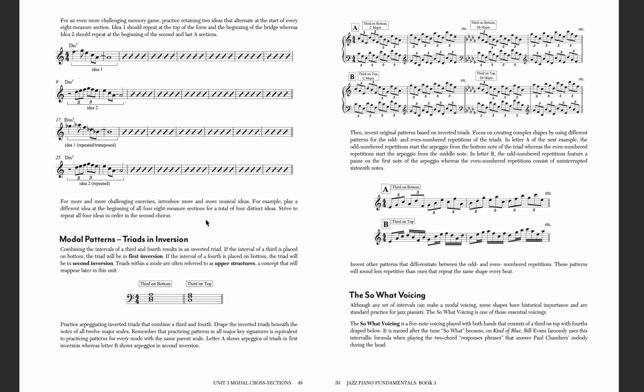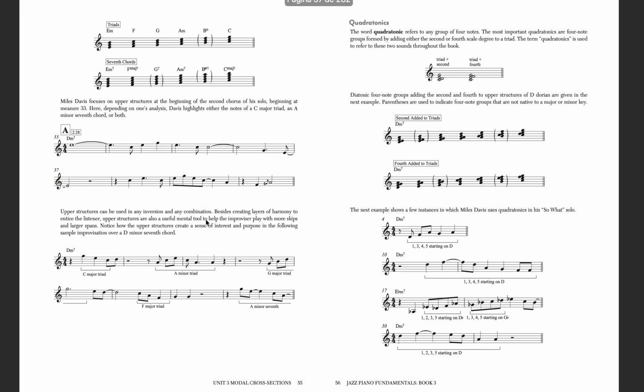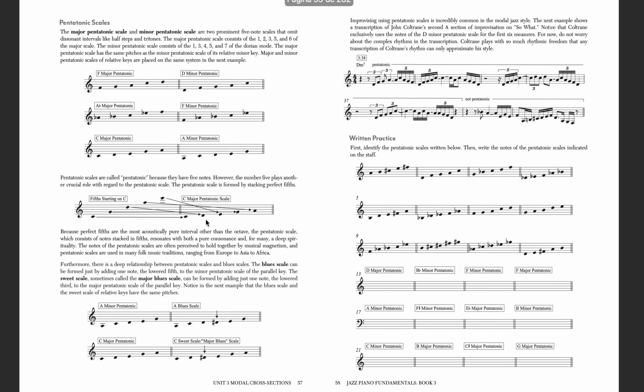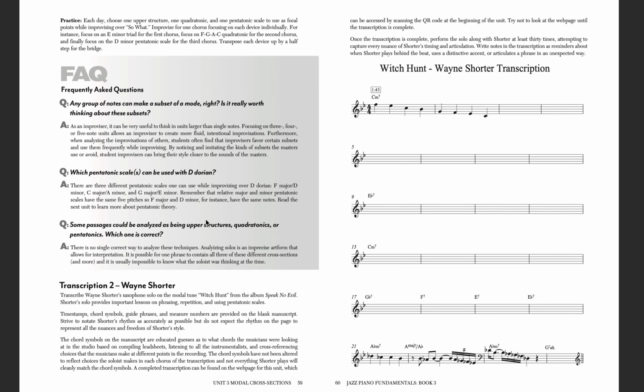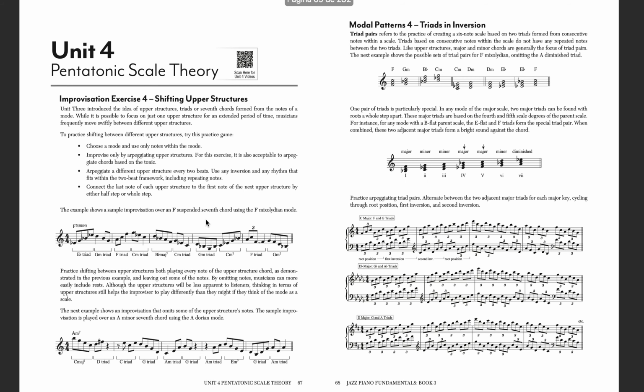Improvisation exercise, triads and inversion. We talk about the so what voicing. Modal cross sections includes upper structures, quadratonics, the pentatonic scale, and then this great transcription from Wayne Shorter where you learn a lot about using the pentatonic scale and how he does that. Lots more pentatonic in guided listening 3.